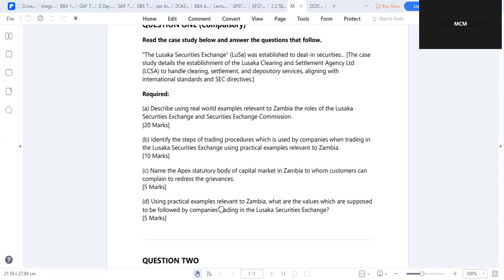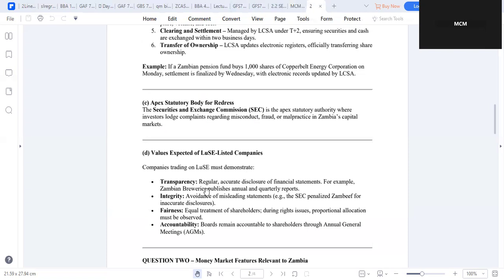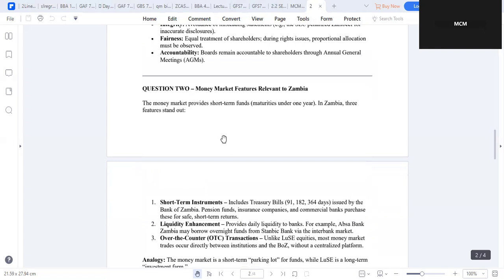Okay, I've shared these notes already with you. Question number 2, money market is essentially a market for short-term funds. In light of this statement, state any 3 features of the money market relevant to Zambia's securities exchange. All right, so we are looking at what? The features of the money market.